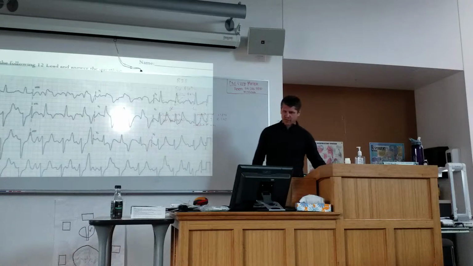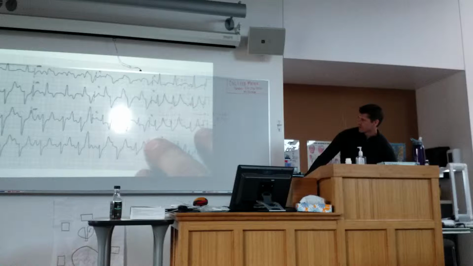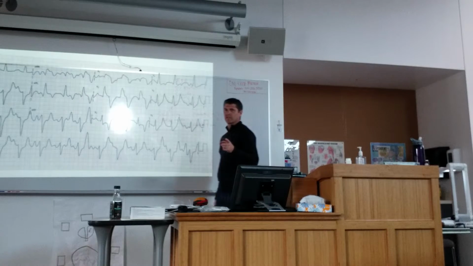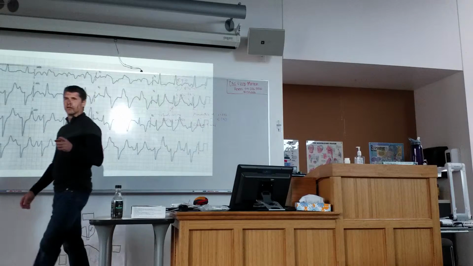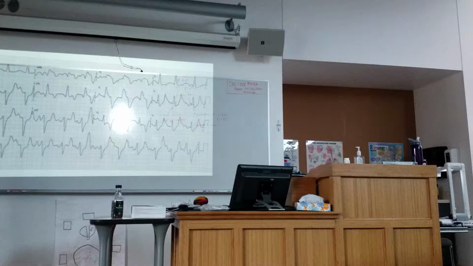What would I have to know to have a third degree block here? P wave regularity. I'd have to have regular P waves that are not married to the QRS, and the QRSs would have to be regular. So I've got two separate rhythms going on. I've got atrial rhythms, and I have QRS rhythms. Does that make sense?